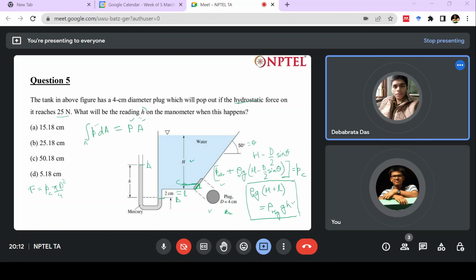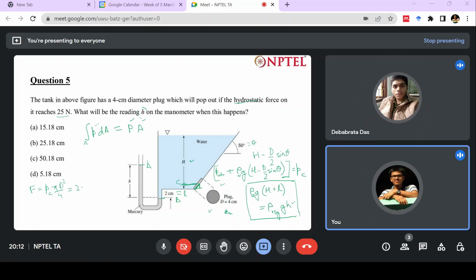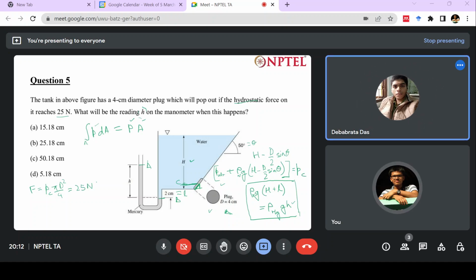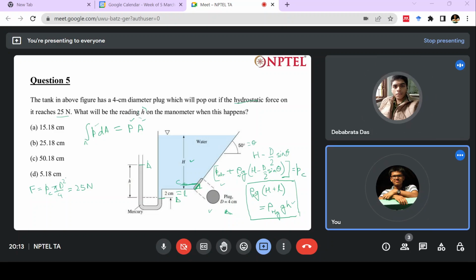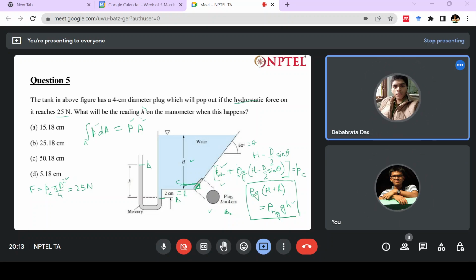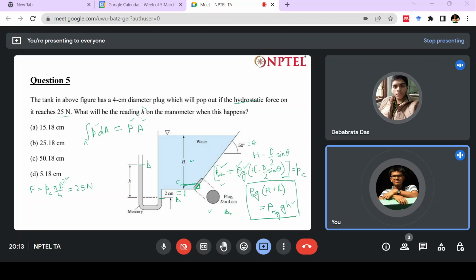This force F is given as 25 Newton. The small d is given. You know P atmosphere, you know rho water, you know g. Capital H is not given. Capital H is the question mark. Small d you have, theta you have, P you have.